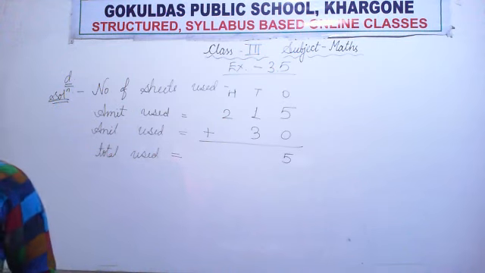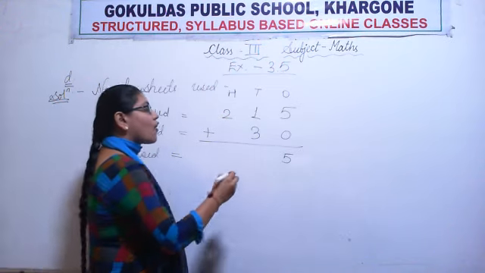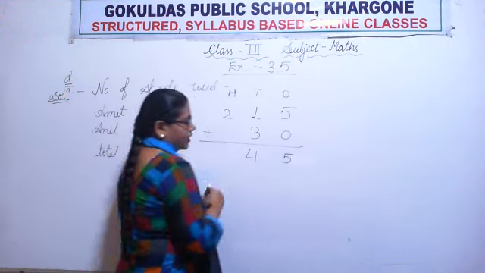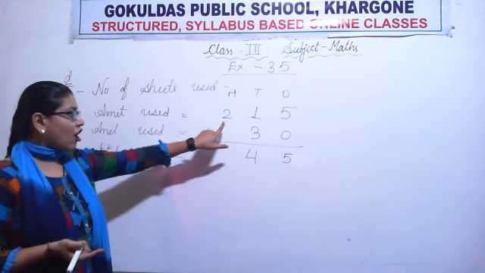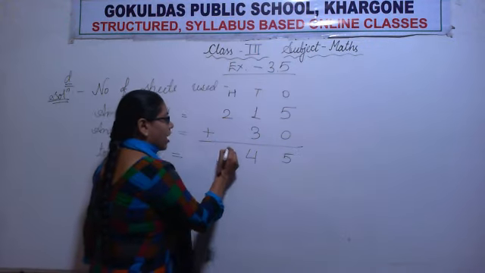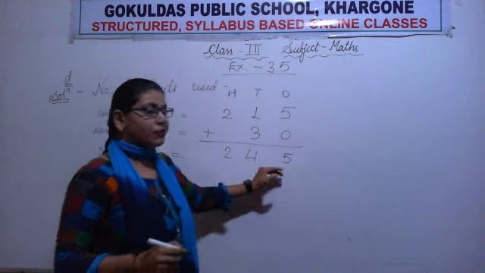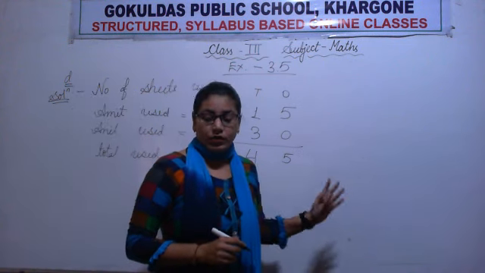Open one finger, then 3 fingers. Now count all the fingers. How many fingers total? 4. Very good. So we will write the number 4. Now no number below 2. It means we will write 2 as it is. So total 245 sheets are used.